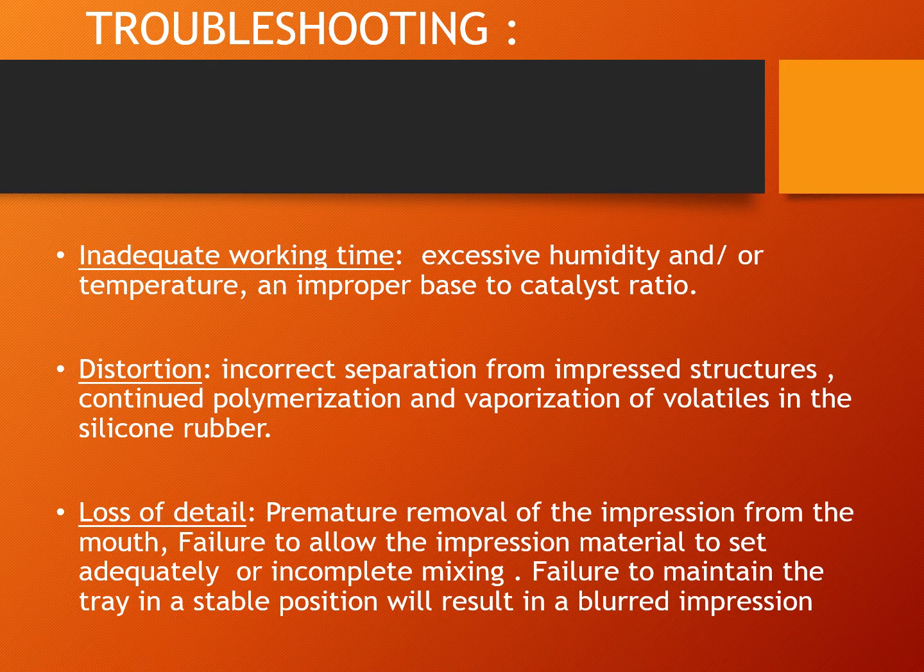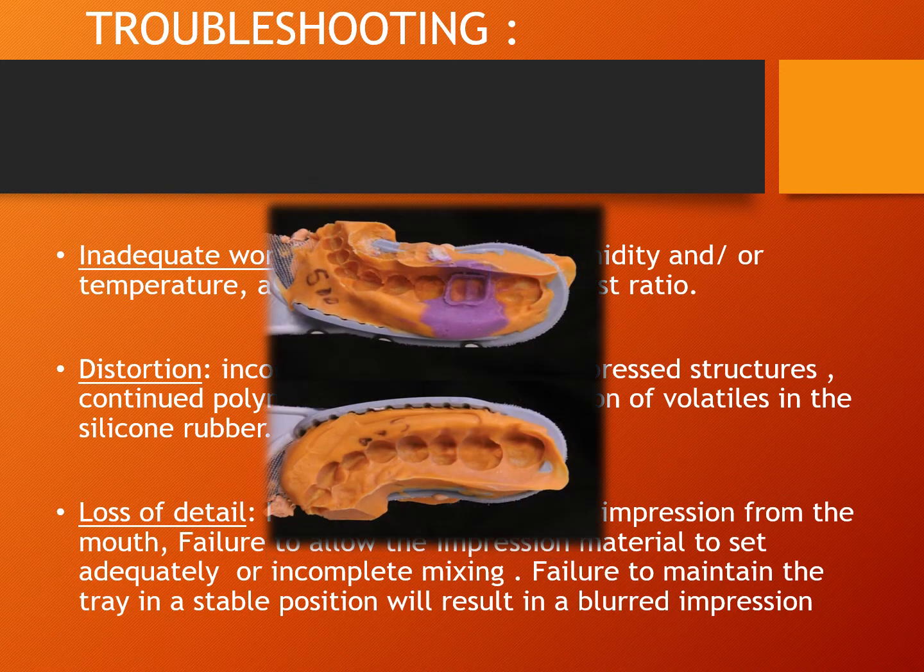And this shrinkage can be compensated by use of the double impression technique, where a preliminary impression is made with a very high viscosity material, that is usually putty, providing space for the final impression that is made with low viscosity material.